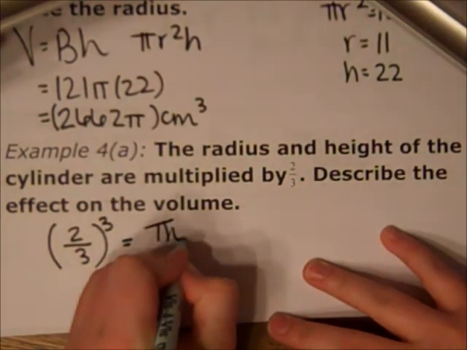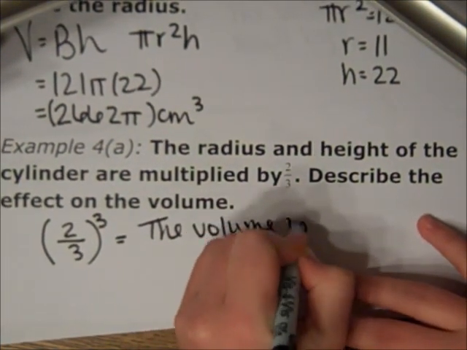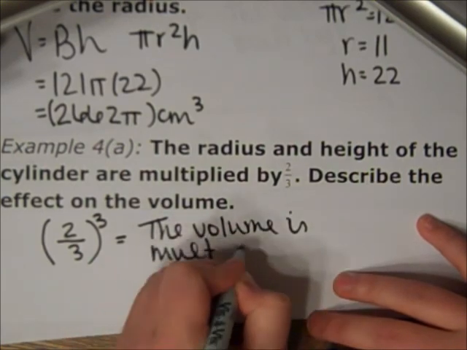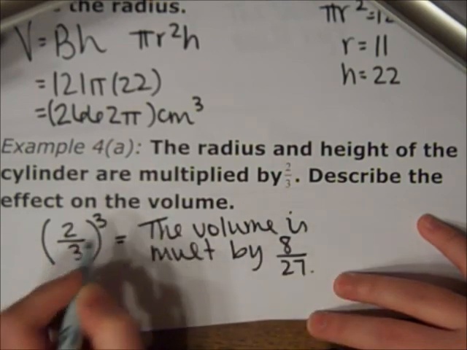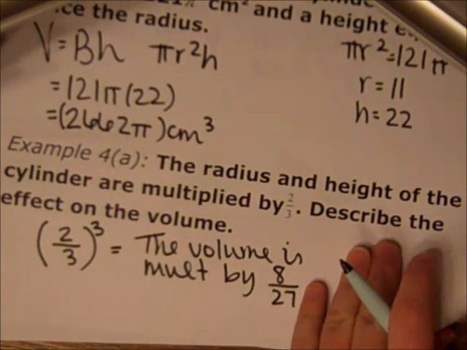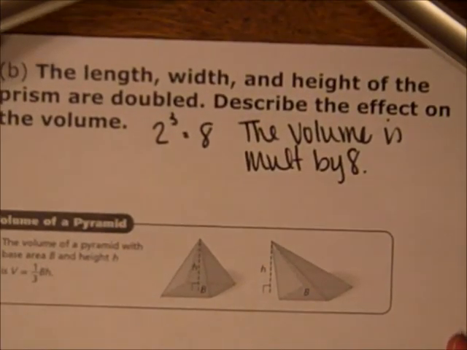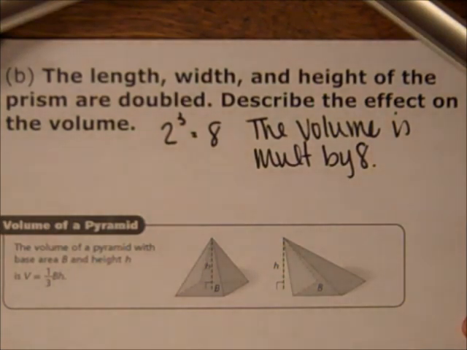So I'm going to say the volume is multiplied by 8/27. Okay, try the last one by yourself. Length, width, and height. So we have all 3 of them doubled. Doubled means scale factor is 2. 2 cubed is 8, so it's multiplied by 8.